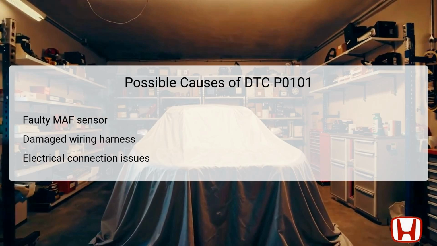Several potential causes may lead to the P0101 DTC. A faulty MAF sensor itself is a primary suspect, as these sensors are sensitive components that can fail over time due to dirt, moisture, or wear. Damaged wiring harnesses can also lead to incorrect signals being sent to the Engine Control Module, ECM. Additionally, electrical connection issues, such as poor contacts or corrosion at the connectors, may result in unreliable readings.